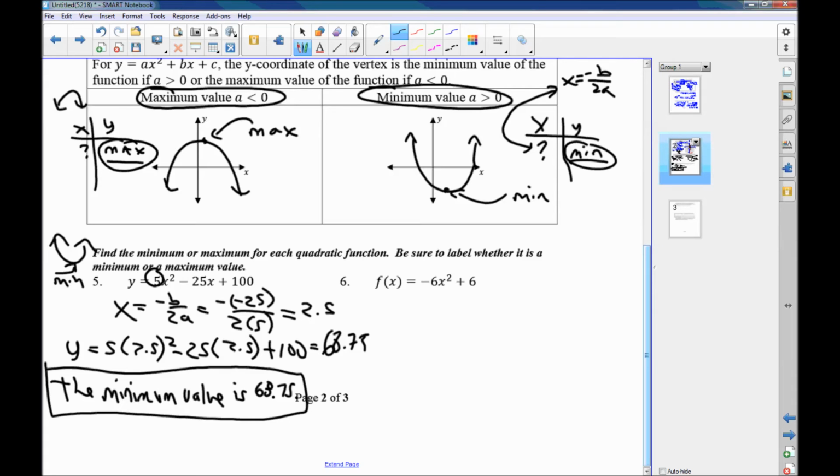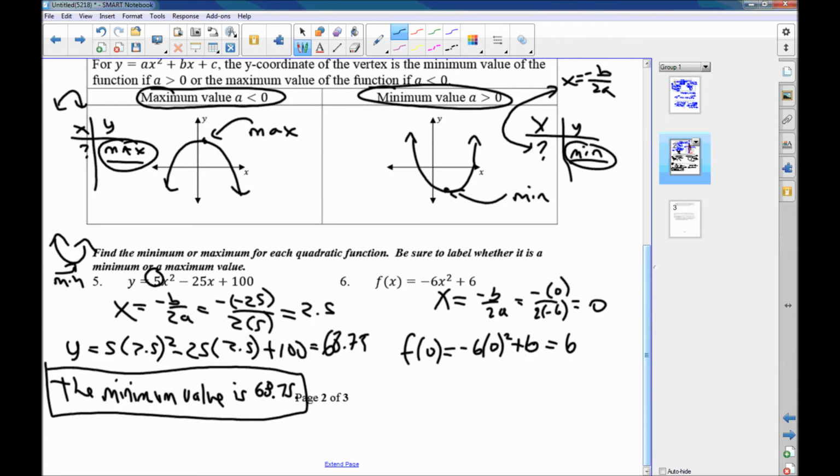Number 6, so same thing over here. We're going to find the axis of symmetry first. Negative b over 2a. In this case, b is 0, so negative 0 over 2 times negative 6. Well, that just gives me 0. All right, and then I'll plug the 0 back in. So f of 0 equals negative 6 times 0 squared plus 6. Well, 0 squared is 0, so 0 times negative 6 is still 0, and 0 plus 6 will give us 6.